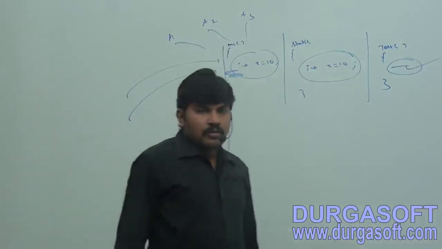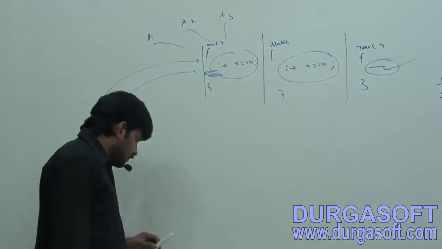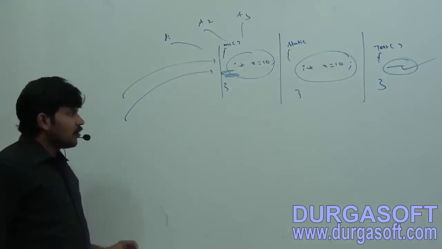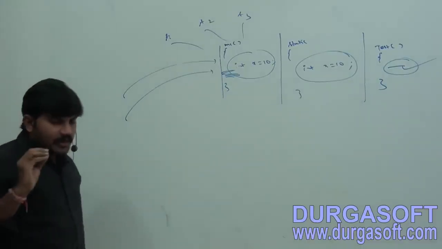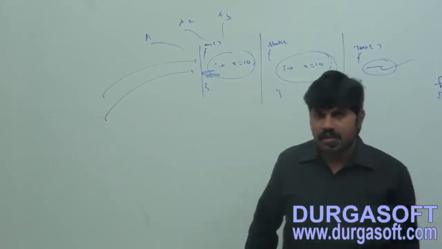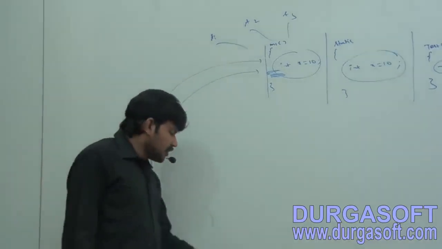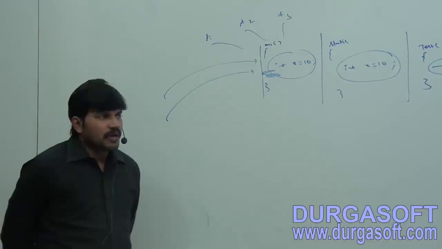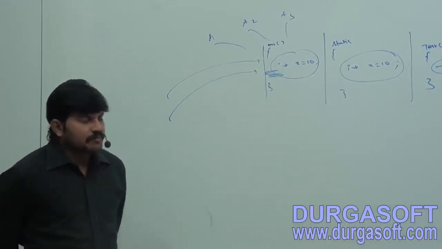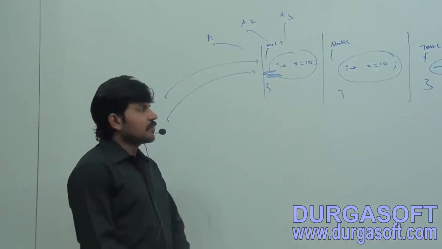Local variables will be created while executing the block in which we declared it.